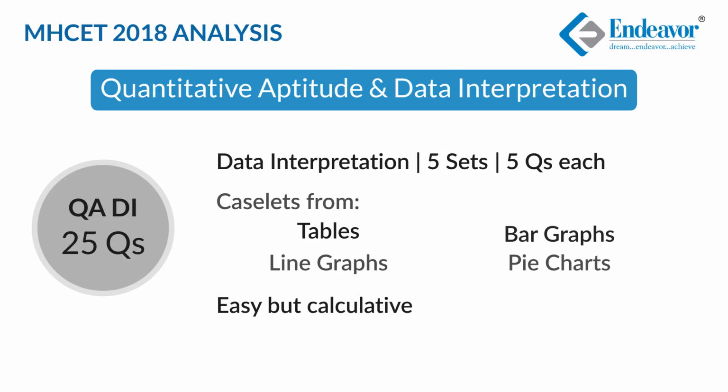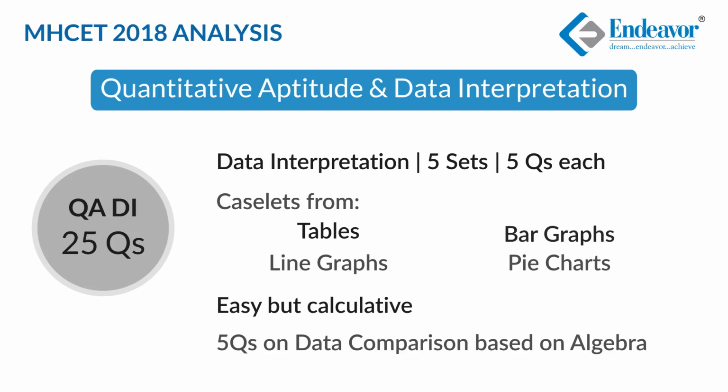So, again, the question was, what are the caselets that you can pick and solve with the fewest variables to actually calculate, such that you can extract the maximum out of these 5 caselets? There were also 5 questions in this section based on data comparison, which had effectively quadratic equations, and we had to find out which of the values was bigger or less than or greater than or equal to.